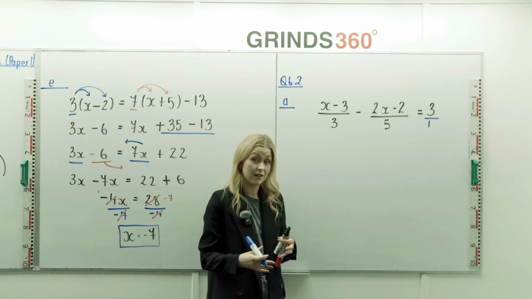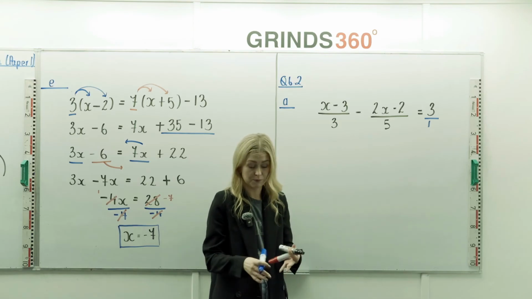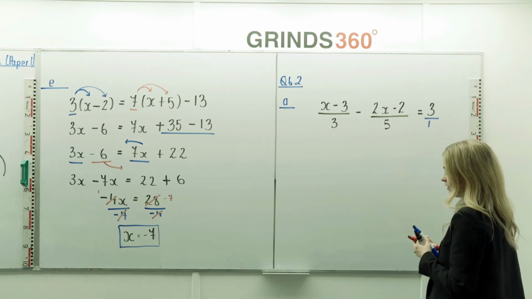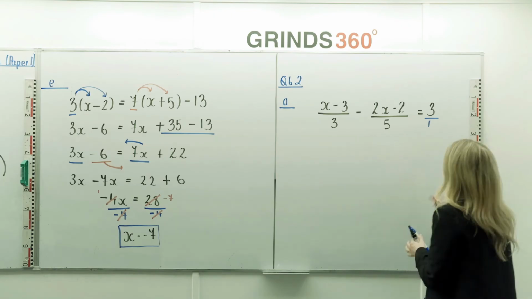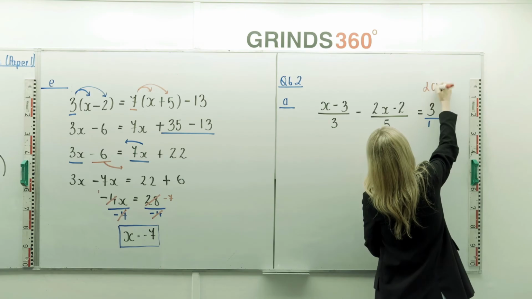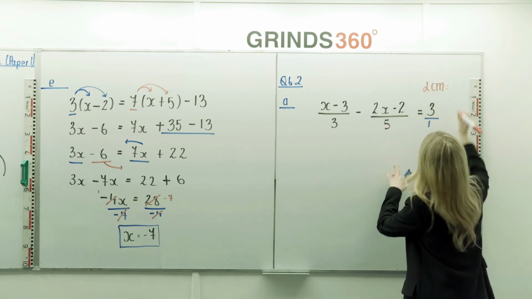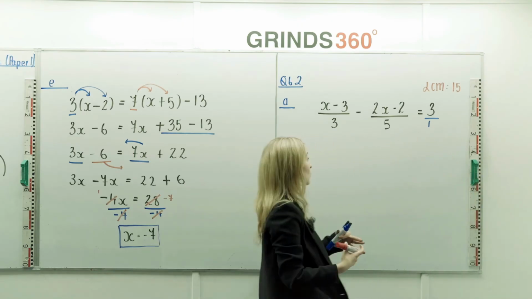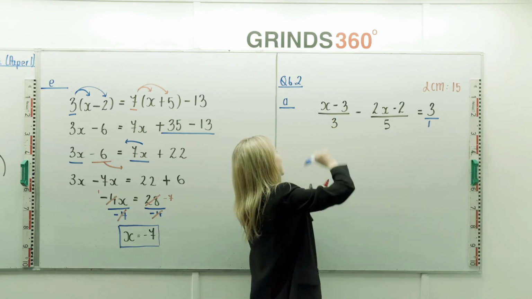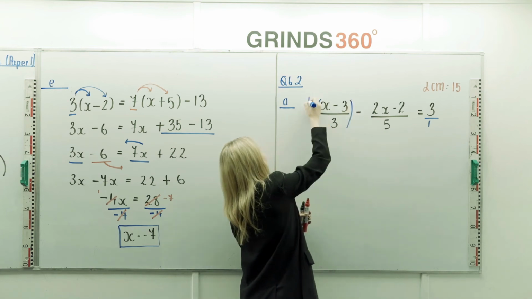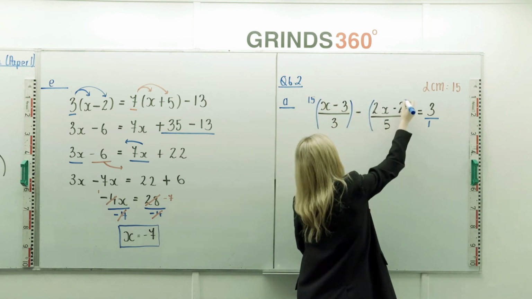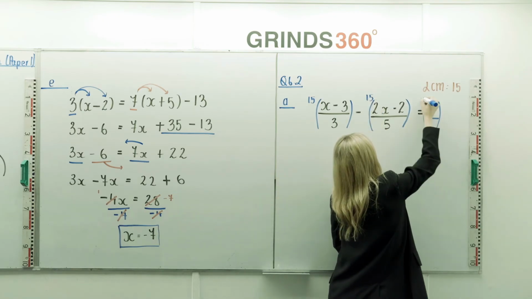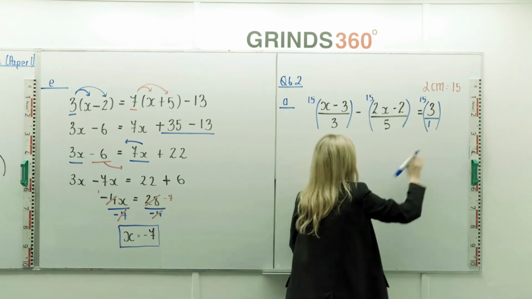Well, the easiest way is using your lowest common multiple. So I want you to look at your denominators, 3, 5, and 1. What will 3, 5, and 1 all divide into evenly? Your LCM. Well, they'll all divide into 15 evenly. So just like we did when we simplified, we're going to multiply each of these fractions by 15. The only difference here is you don't have to divide by 15. When we were simplifying, we also divided the whole lot by 15.